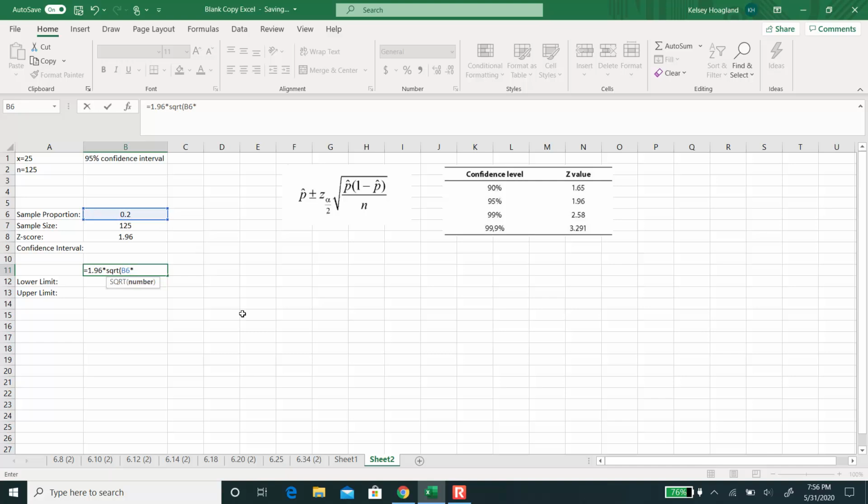times, parentheses, 1 minus p hat, same number, close those parentheses, and divide it by n, which is our sample size of 125, add another parentheses, and hit enter. We get 0.07 roughly, but we're not going to round it to keep the data exact.